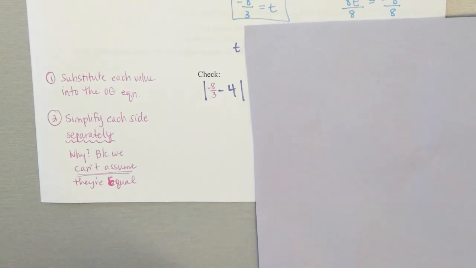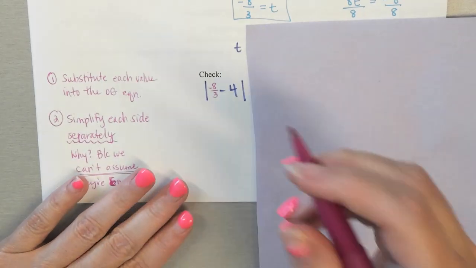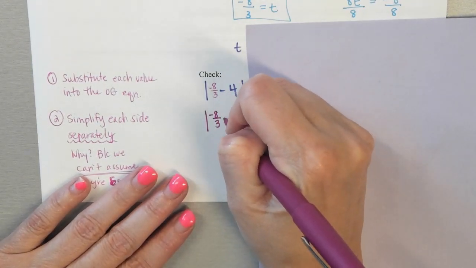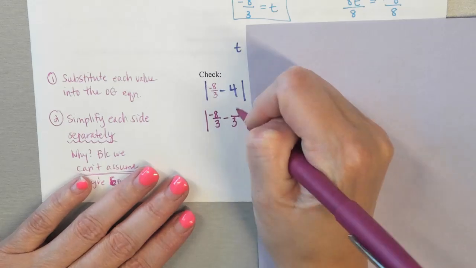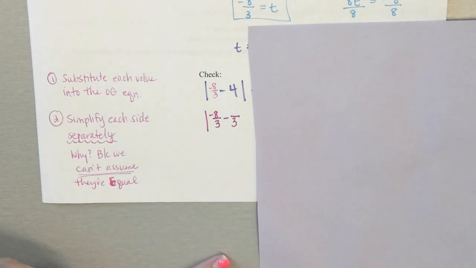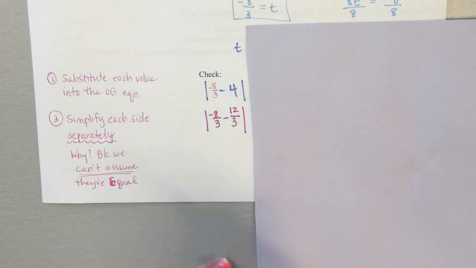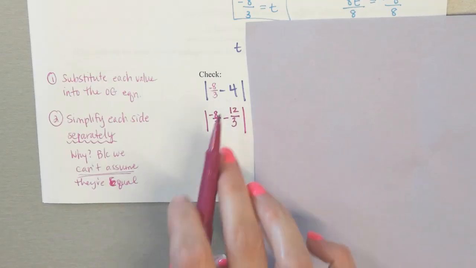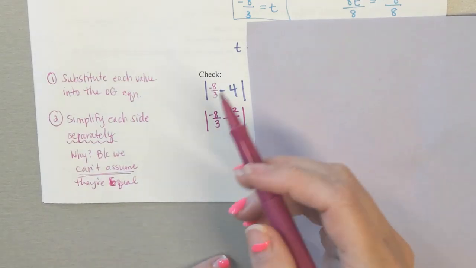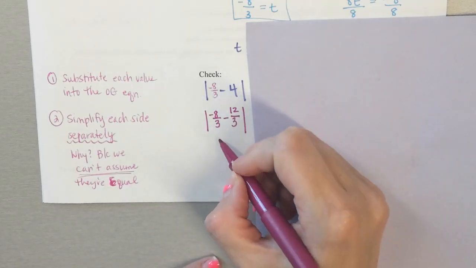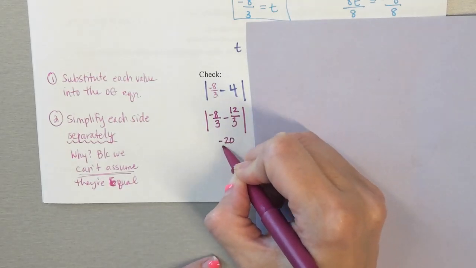Okay, so if I want to subtract, then I'm going to get a common denominator. So this already has a denominator of 3. Okay, if I want 4 to have a denominator of 3, I just multiply 4 times 3, which is what? 12. Good. Okay, so 12 divided by 3 is 4, so we're good. So then, using what I know about fractions, if I do negative 8 minus 12, I have negative 20 on the top.